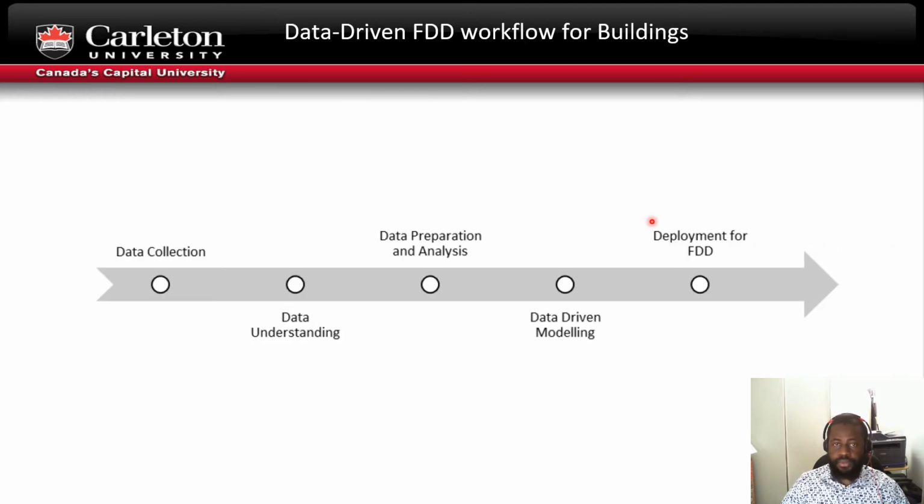The workflow for data-driven fault detection in buildings is as follows. We start with the data collection, after which we go through a process of data understanding, and after that we go through the data preparation or pre-processing and analysis. Then we go through the data-driven modeling, and after that we deploy the fault detection models in the building. In this paper we covered the first four steps, and the deployment is for future work.